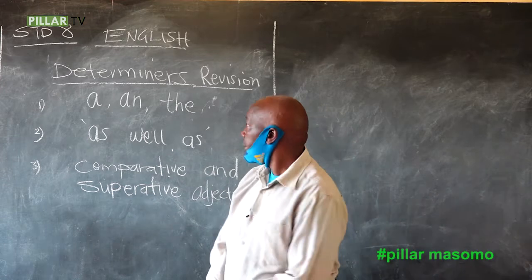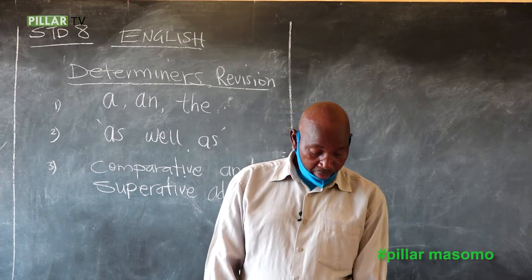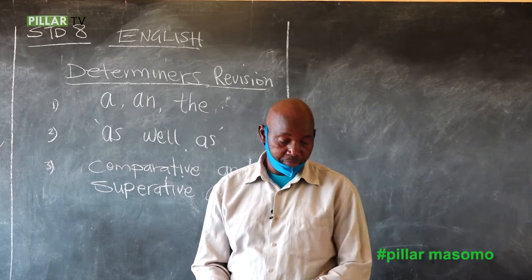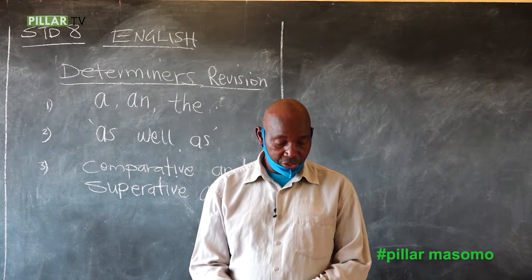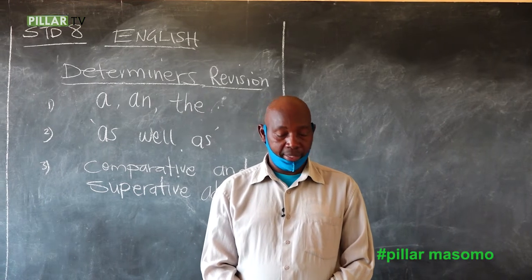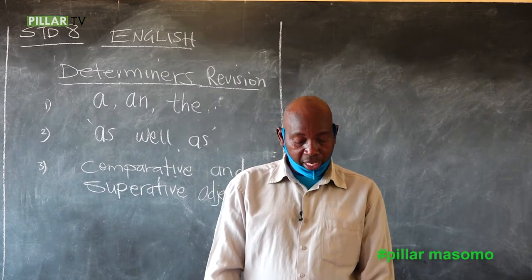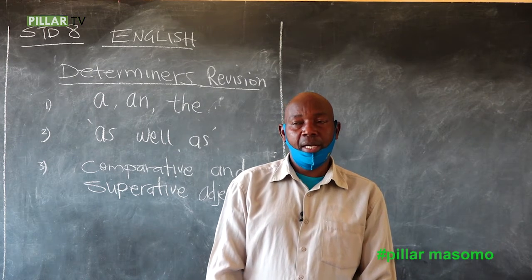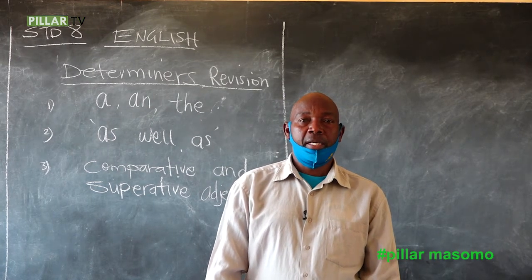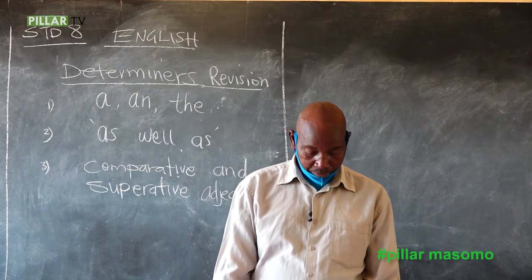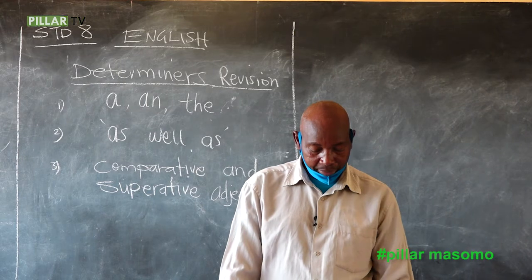I'll start with determiners: a, an, and the. I have a sentence which I want to read. The book I read had an interesting story about a brave girl. We use a before a word that begins with a consonant sound. We can say a book, a chair, a class, a table, a radio, a tree, such. We use an before a word that begins with a vowel sound.